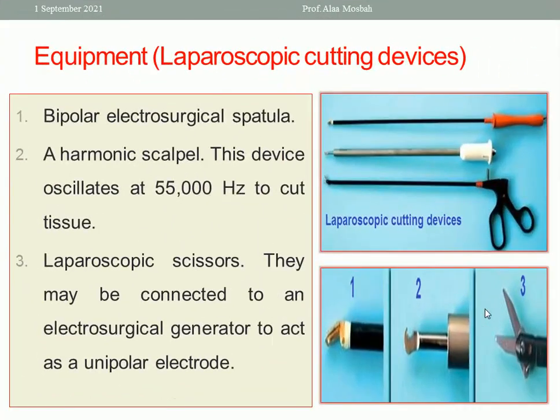This picture shows you the laparoscopic cutting devices. The first one is the bipolar electrosurgical spatula. The second one, harmonic scalpel. The third one is the laparoscopic scissor. And this is the first picture, the bipolar spatula. The second one, harmonic scalpel. And the third one, laparoscopic scissor.